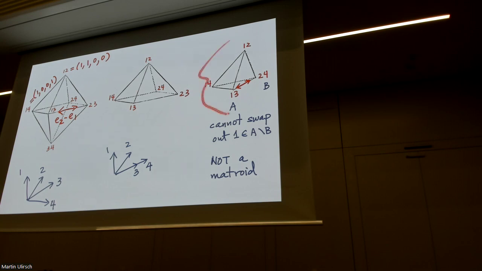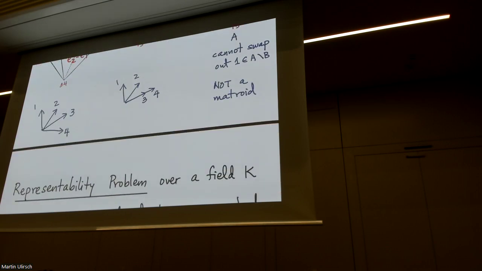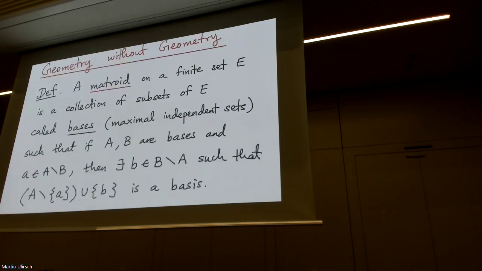But if you look at this picture right here, this is no longer the set of bases of a matroid. For example, if you look at 1, 3 and 2, 4, there is no way to swap 1 out of A by anything in B, because if you replace 1 with 2, you don't get a basis. And if you replace 1 with 4, you also don't get a basis, right? And you can also see in this polytope that this edge is not in the direction ei minus ej. Okay.